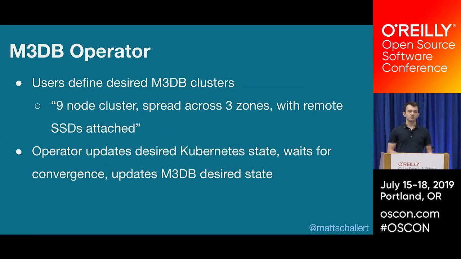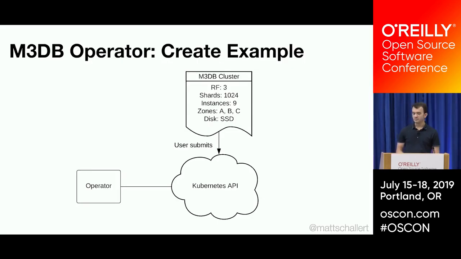Using the operator, users can define these higher level states, such as they want some cluster with various parameters, and the operator will in turn take that desired state, translate it into some state that it needs from Kubernetes, wait for Kubernetes to converge, and then update M3DB. So let's take a look at what that looks like. Here is an example of creating an M3DB cluster using the operator. Here a user defines an M3DB cluster that they want to be created.